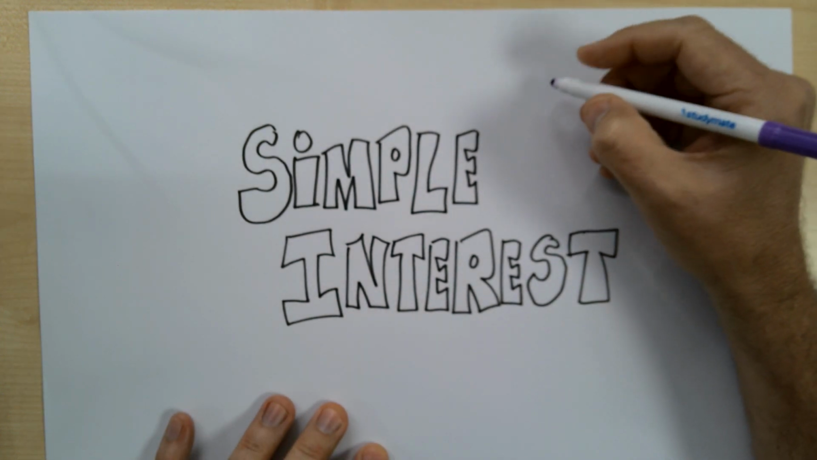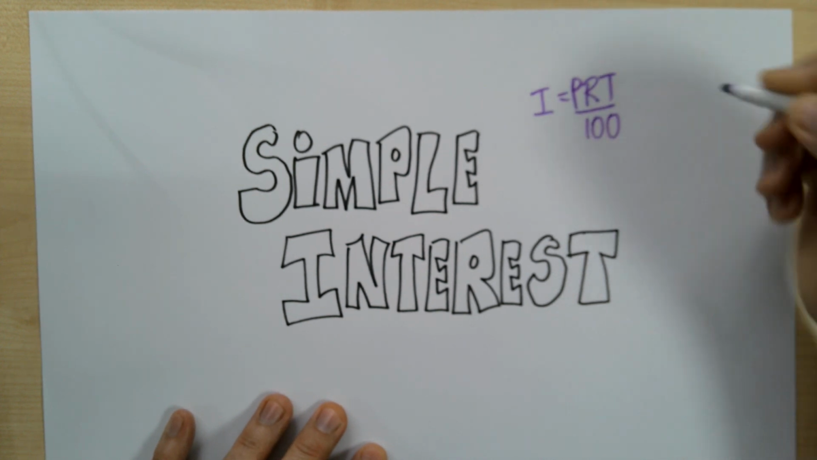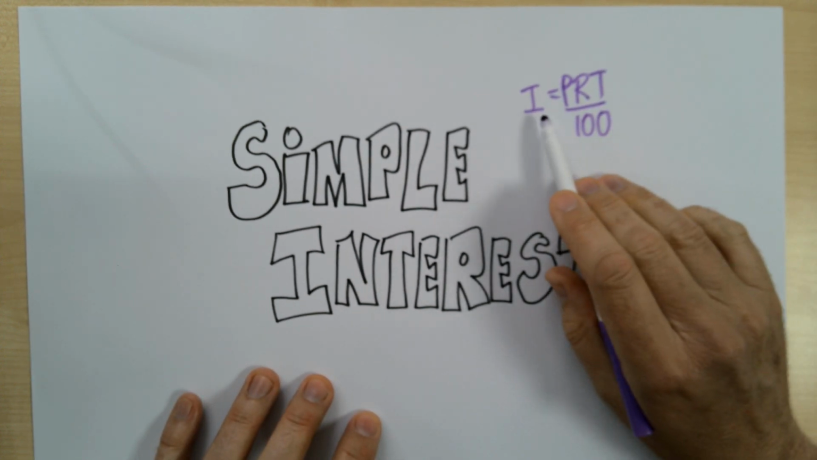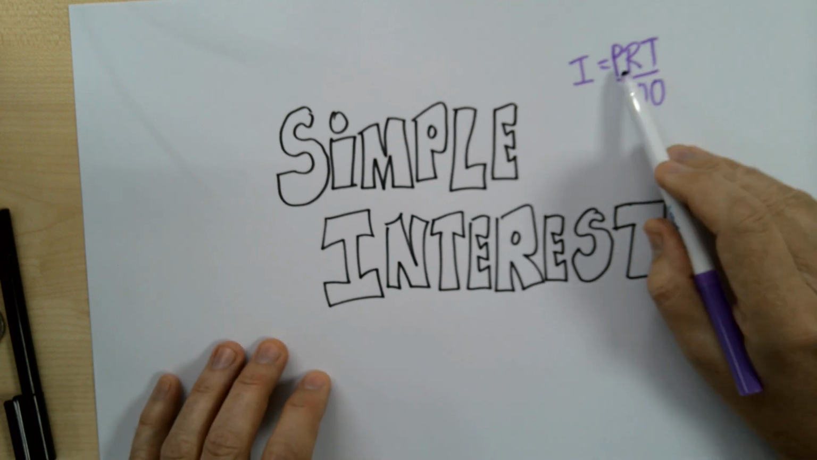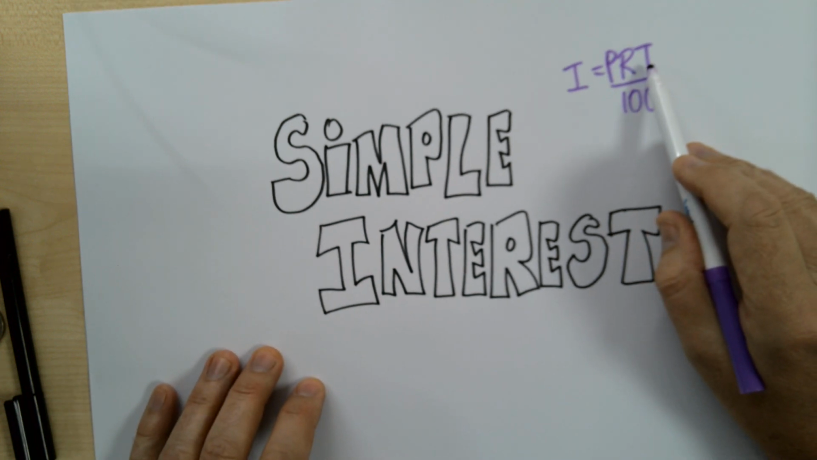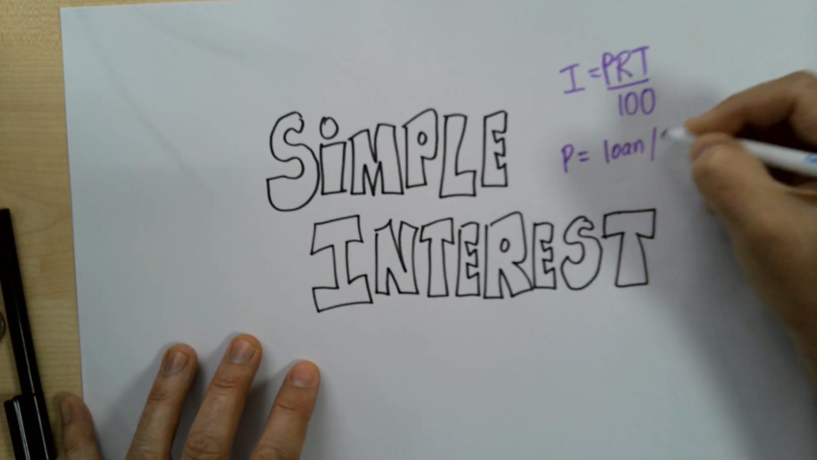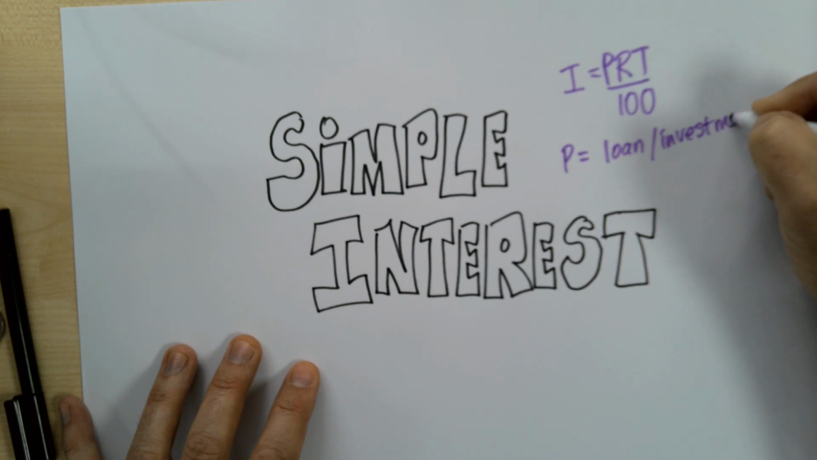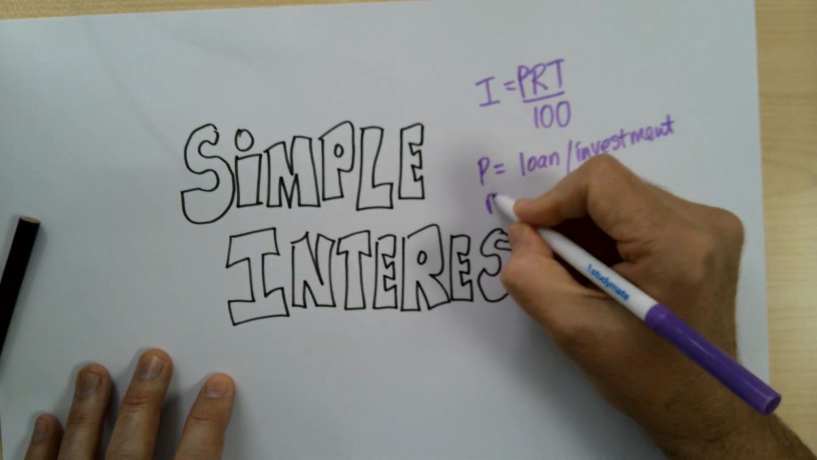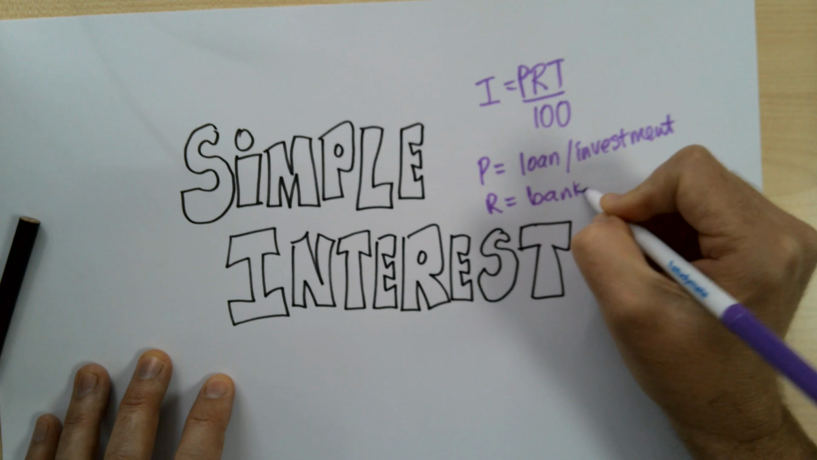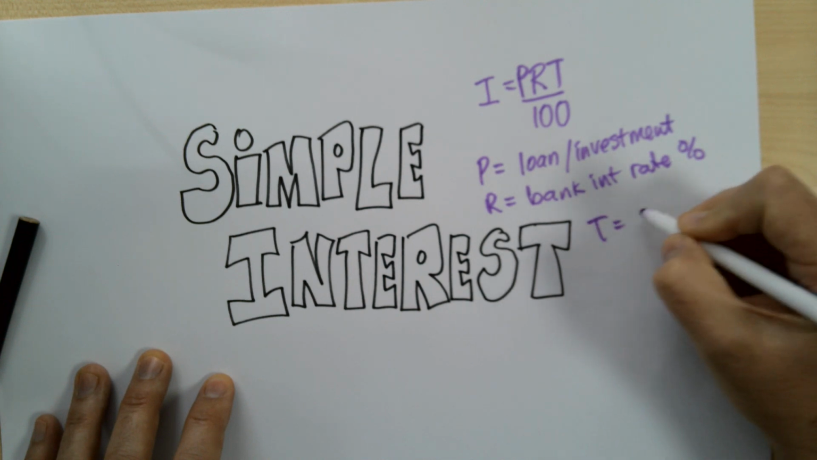Okay, so if you recall, this is how I showed you last term. The interest you earn, let's adjust this a little bit, the interest you earn is P times R times T over 100, where P is either the loan or the investment, whatever, the original amount of money. We list it as $5,000 or something like that. R is the bank interest rate as a percentage, and T is time.